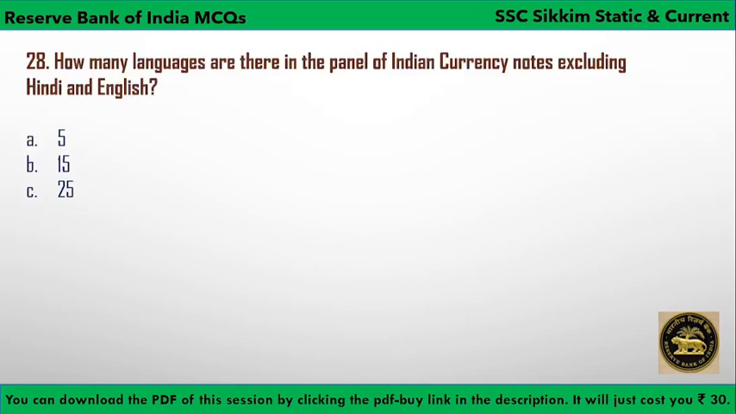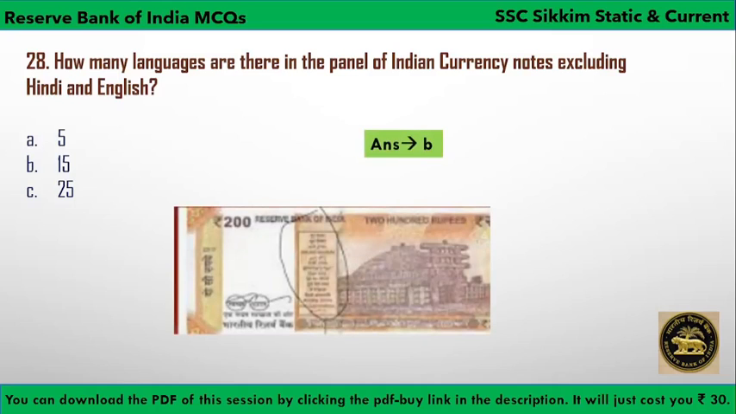How many languages are there in the panel of Indian currency notes excluding Hindi and English? The correct answer to this question is B, that is 15. You can see here in the round part that the total languages are 15, and if we include English and Hindi, it gets to 17. But excluding English and Hindi, the number of languages is 15.